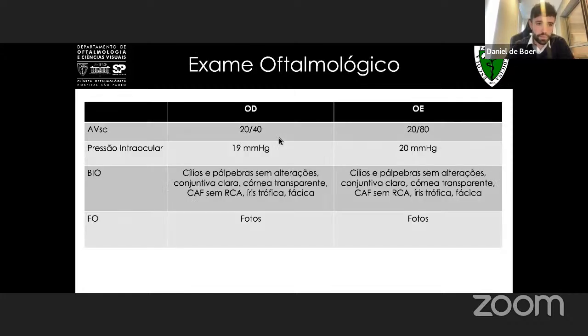A visão do olho direito era 20/40 e no olho esquerdo 20/80, pressão intraocular de 19 milímetros de mercúrio no olho direito e 20 milímetros de mercúrio no olho esquerdo. A biomicroscopia anterior de ambos os olhos era sem alterações, cílios e pálpebras sem alterações, conjuntiva clara, córnea transparente, a câmara anterior formada sem reação de câmara anterior, miótica e fácica. A fundoscopia eu vou mostrar fotos.